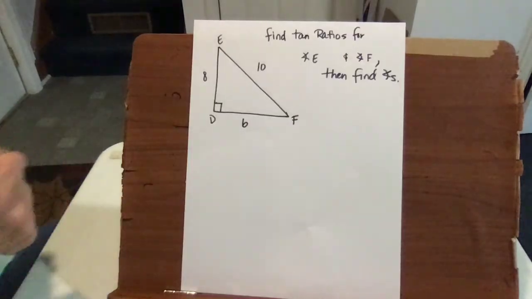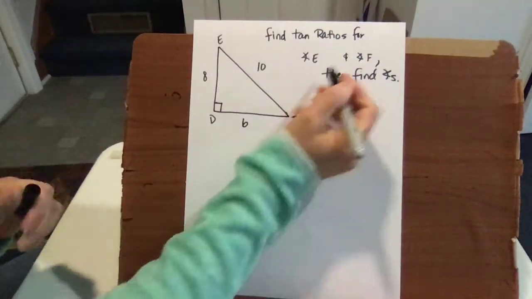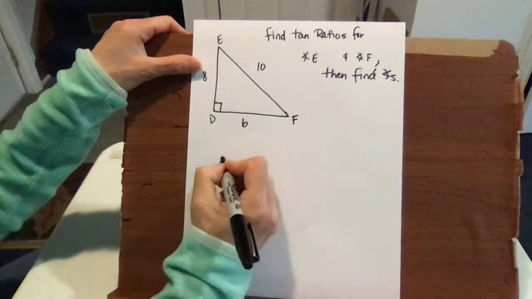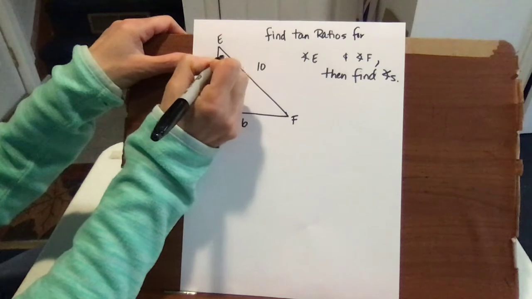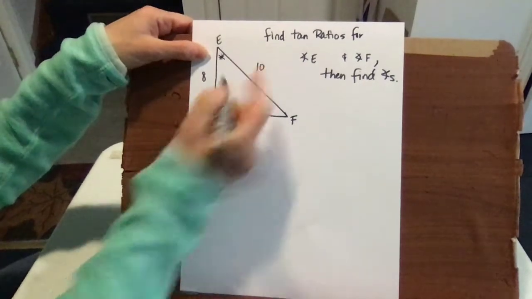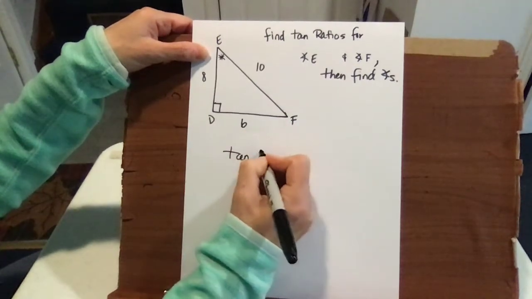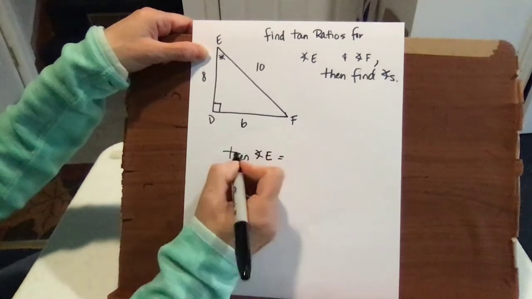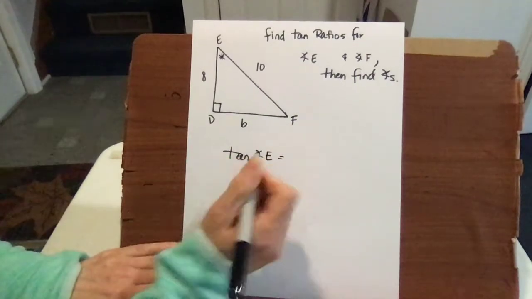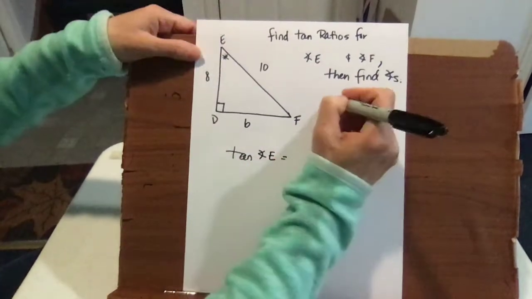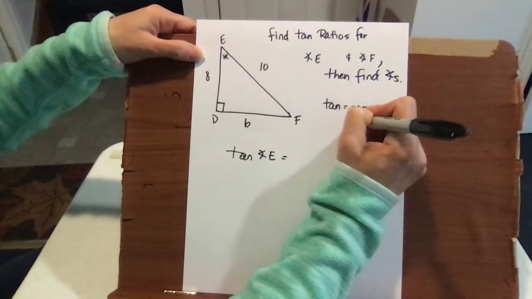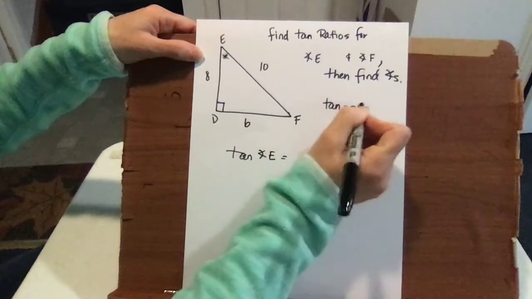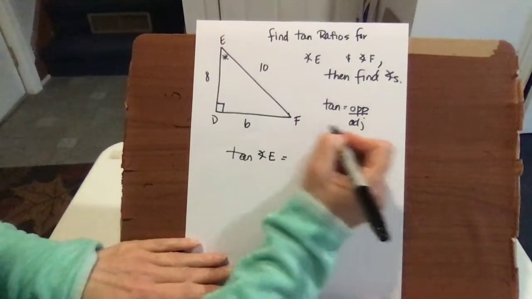We want to find tangent ratios for angle E and angle F. So we're being told specifically tangent. We're going to put ourselves at angle E. From angle E's perspective, if I want to find the tangent of angle E, it's got to be very specific, so you're going to write it this way. We have to look at what's the opposite, because remember, tangent is equal to opposite over adjacent, TOA. So opposite over adjacent, so you prep this.